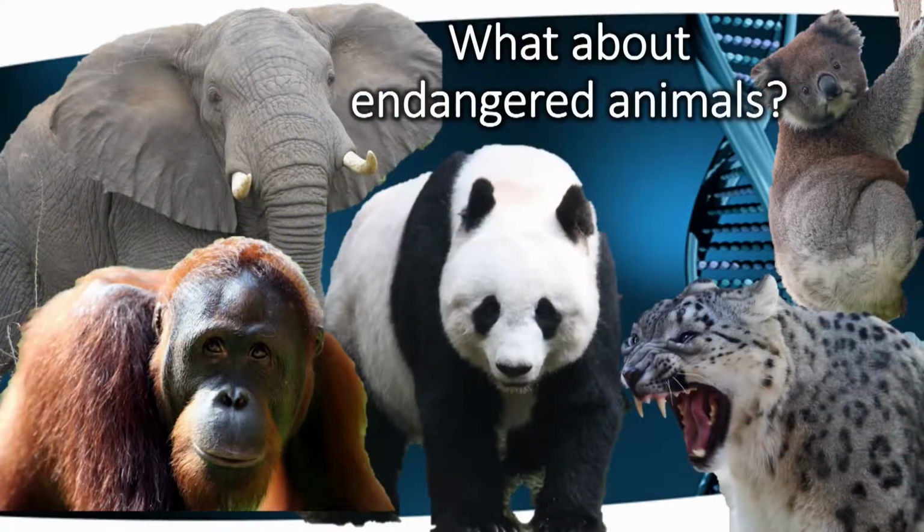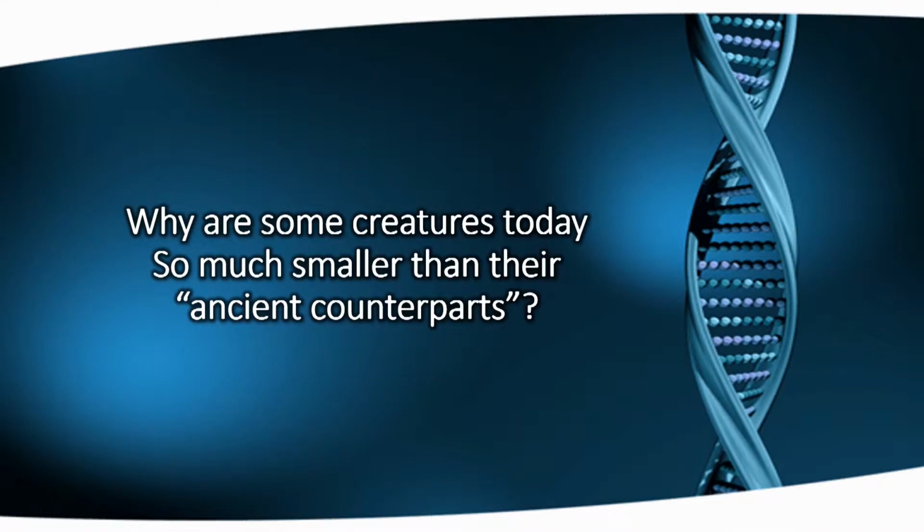Well, we know that's not the case at all. In reality, when a species is gone from the earth, that's it. There's no more. That's why we work so hard to protect them, to maintain and keep them here. Environmentalists are doing a good work because they know once they're gone, they're gone. They're not being replaced by something bigger and better. That leads us to ask the question, why are some creatures today so much smaller than their ancient counterparts?